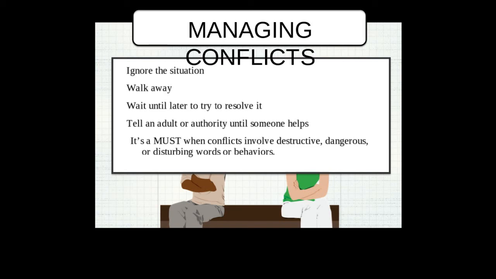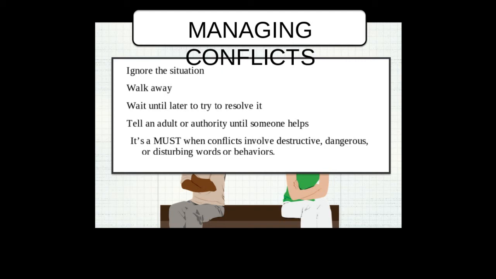Now we look at managing conflicts. The last one was just to get away, walk away, get help. But when we manage conflicts, we can ignore the situation. This might be good for those really simple situations. Maybe my friend is intentionally trying to bug me to get me mad. Maybe my sibling is intentionally trying to get me mad. So those you can ignore, hope that they go away. The next one is walk away. It's amazing what distance between you and that person can do to manage that conflict or even resolve it. Wait until later to resolve it.